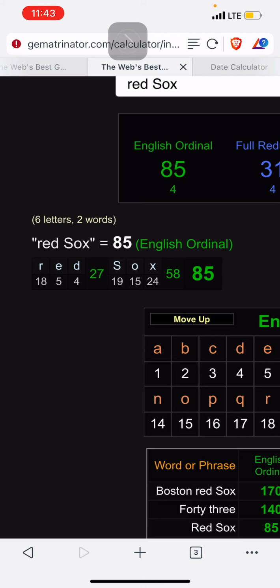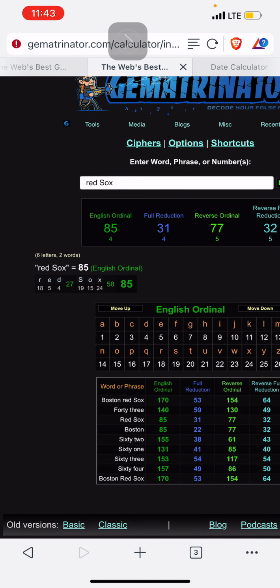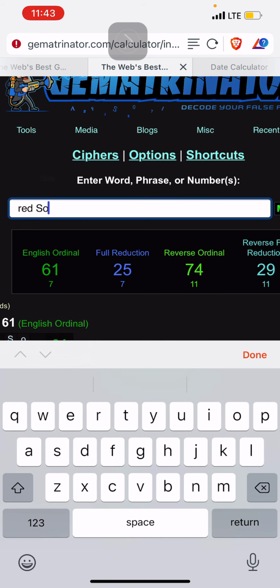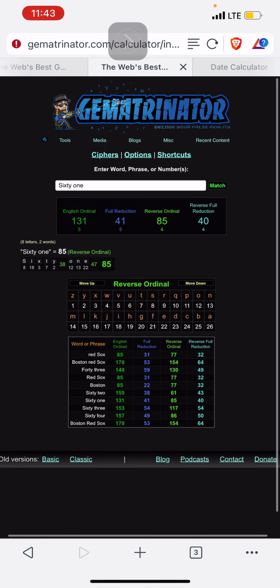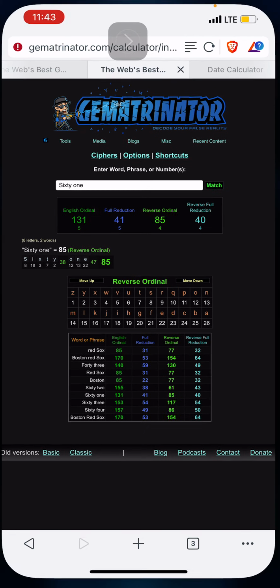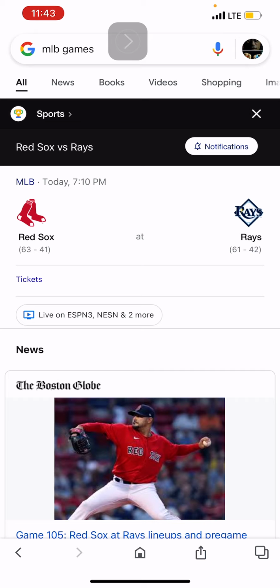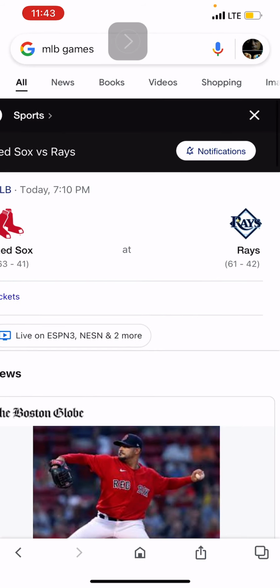So Red Sox in English ordinal, A is 1, B is 2, all the way up to Z is 26, equals 85, right? Red Sox, 85. Now, when you spell out 61, it also equates to 85 using the reverse alphabet. Now, why is that important? Because Red Sox, again, the Rays can stay at 61. You see how I'm connecting this stuff?